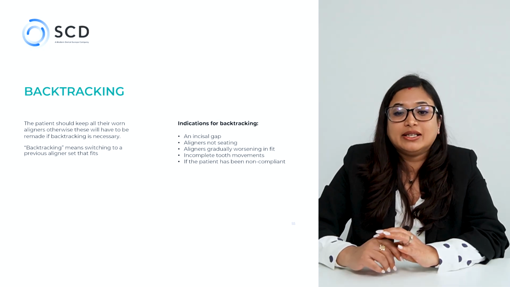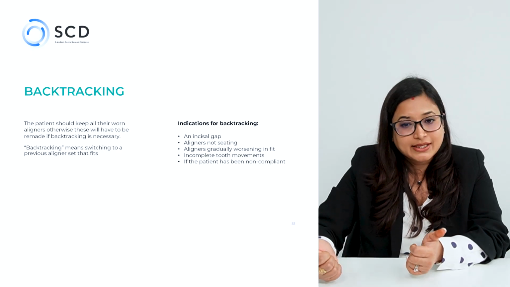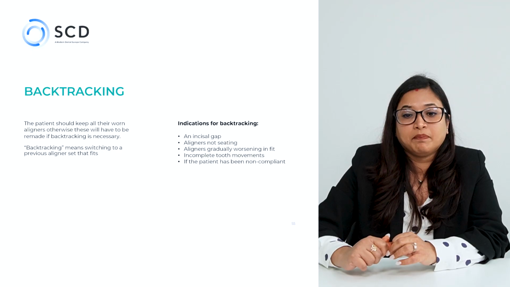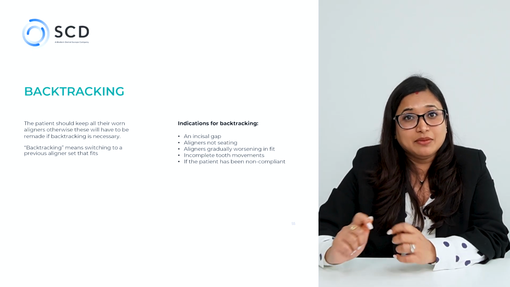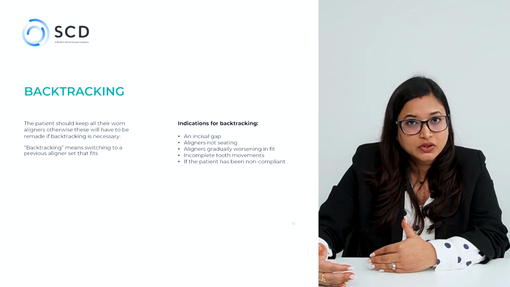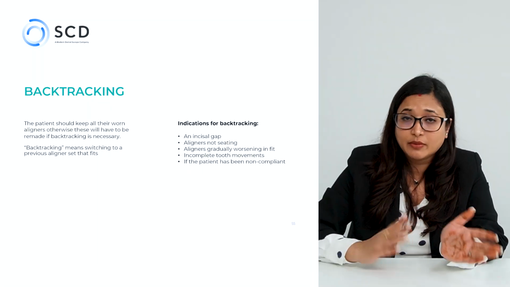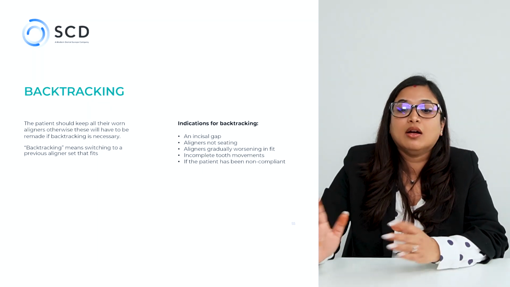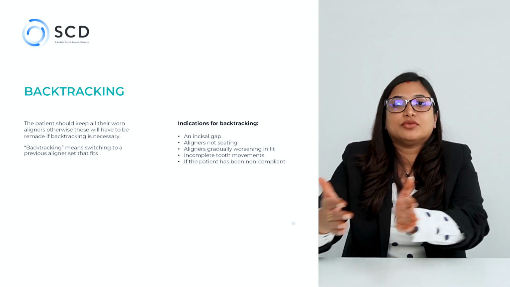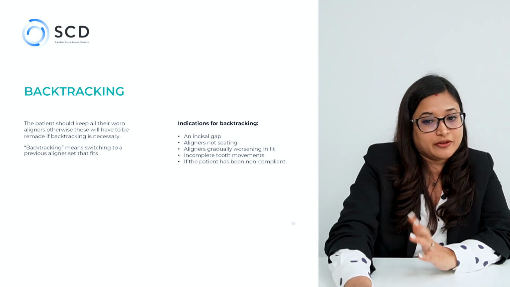So the indications for backtracking are incisal gap, aligners not seating as I mentioned, aligners gradually worsening in fit, again the same thing, and incomplete tooth movement. Sometimes what we desired for a particular step has not happened, maybe because of the periodontal condition of the patient, maybe because of the compliance, maybe because of the design. So for that also we can go to a previous fitting aligner and then track again onto the treatment plan. If the patient has been non-compliant, of course, that is one of the most common reasons.